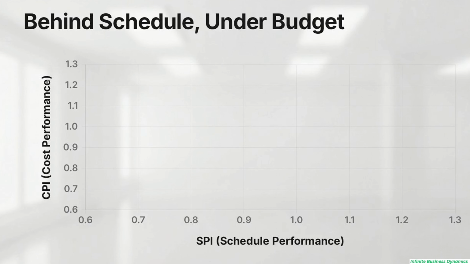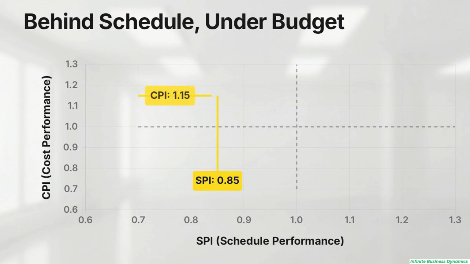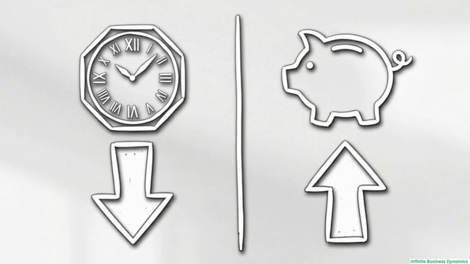This matrix plots a project with an SPI of 0.85 and CPI of 1.15. The horizontal axis shows an SPI of 0.85, executing at 85% of planned speed. The vertical axis shows CPI of 1.15, extracting $1.15 of value per dollar spent. Combining these two insights creates a single operational narrative. The project is behind schedule but operating under budget.